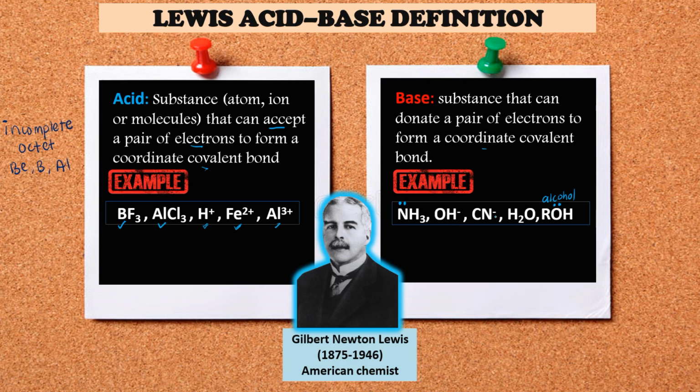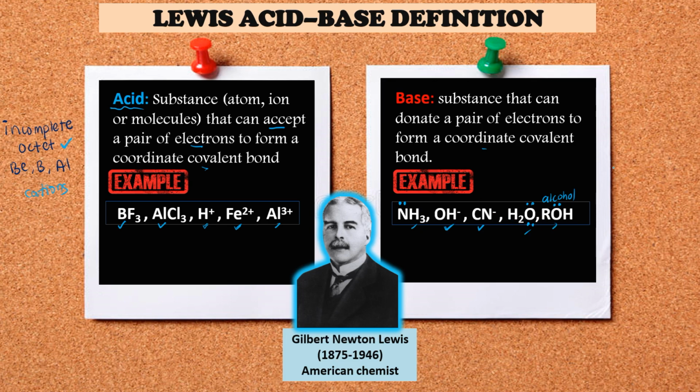The other example is H2O. H2O also has a lone pair, so it can donate a pair of electrons. As for the anion, it is an electron-rich species, so it has more electrons and can donate a pair of electrons. So we can conclude that an acid is usually a compound with an incomplete octet, or a cation, whereas a base is usually a compound that has a lone pair, or an anion.